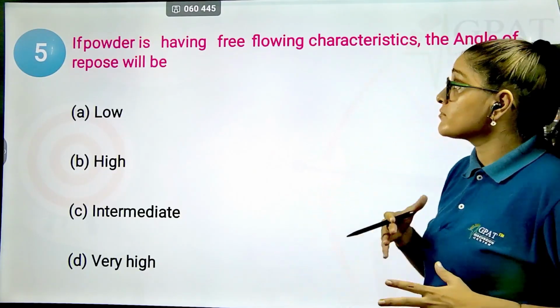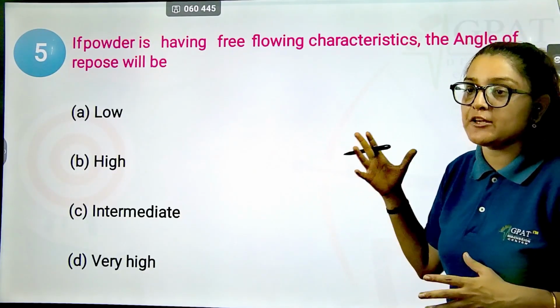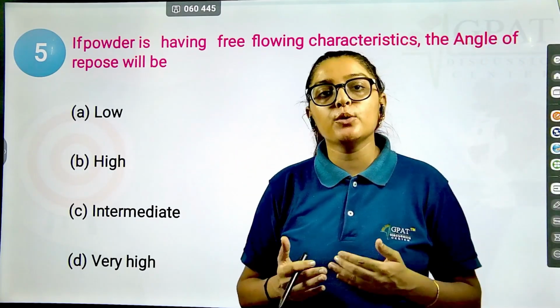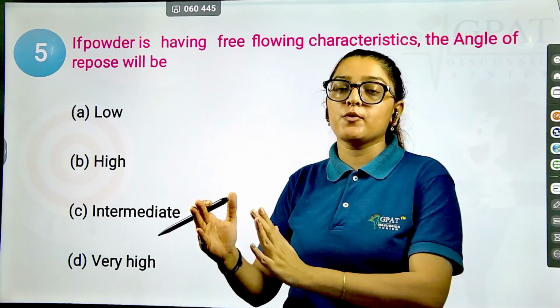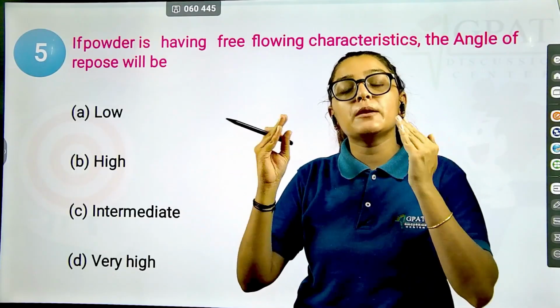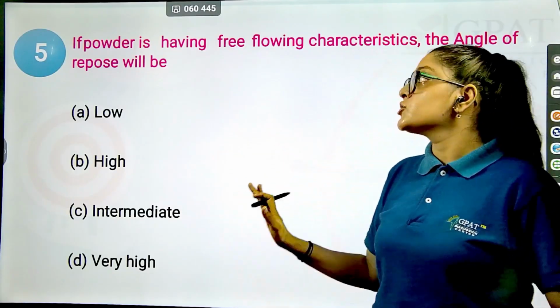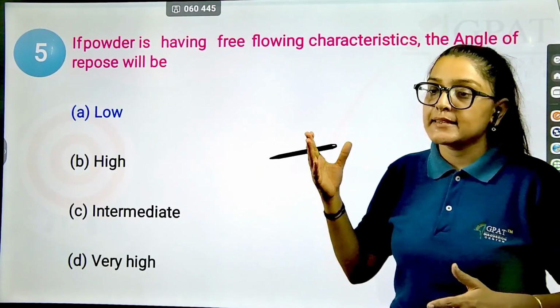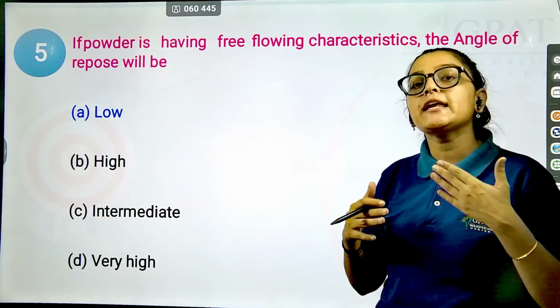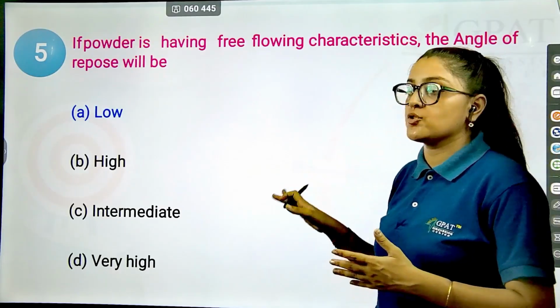Next: if the powder has free flow characteristics, the angle of repose will be what? As I told you, as the value of angle of repose or Carr's index or Hausner ratio keeps on increasing, the flow becomes even poorer. So we can say that a free flowing powder will have a very low angle of repose.